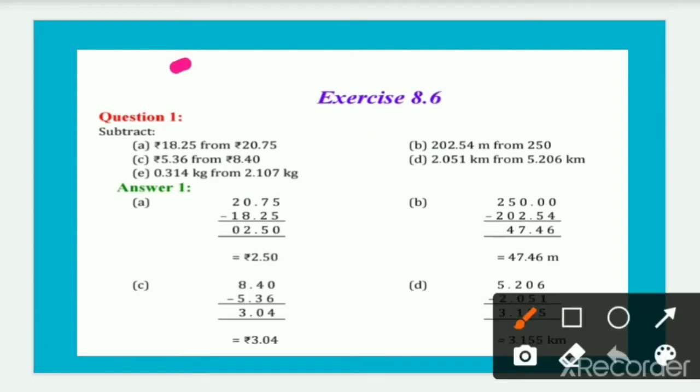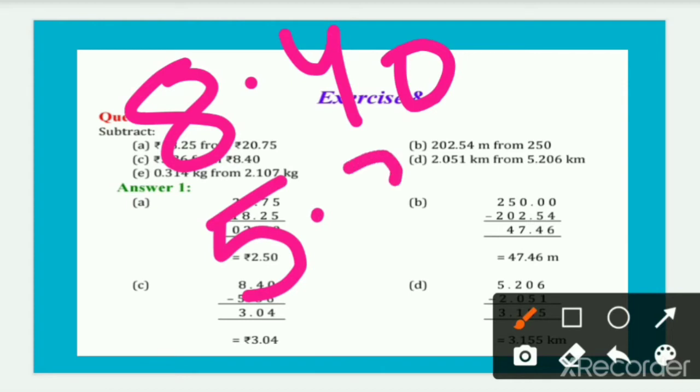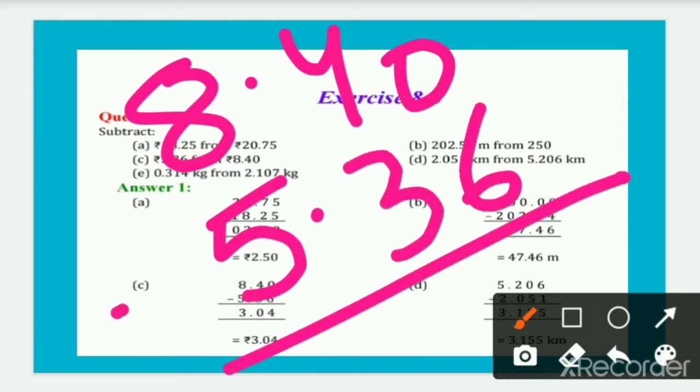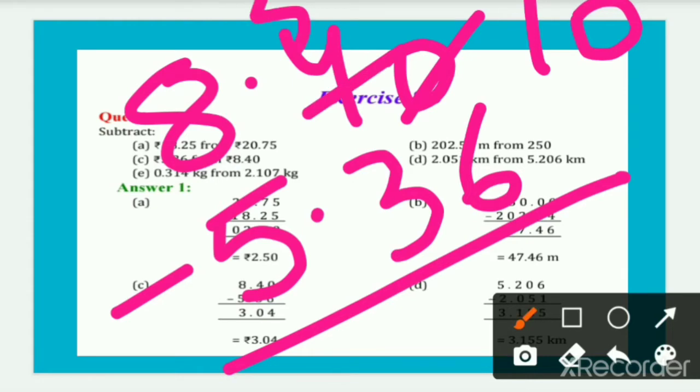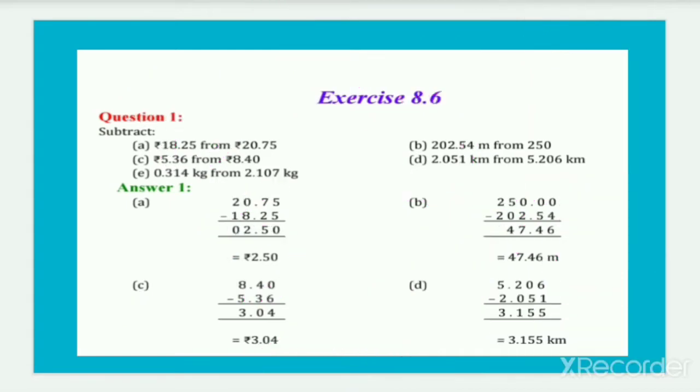Now moving to the question number C, that is rupees 5.36 from 8.40. So we have 8.40, from which we have to subtract 5.36. So 0 will become 10 and 4 will become 3. So 10 minus 6 is 4, 3 minus 3 is 0, decimal point will remain as it is, 8 minus 5 is 3, right? So our answer will be 3.04.